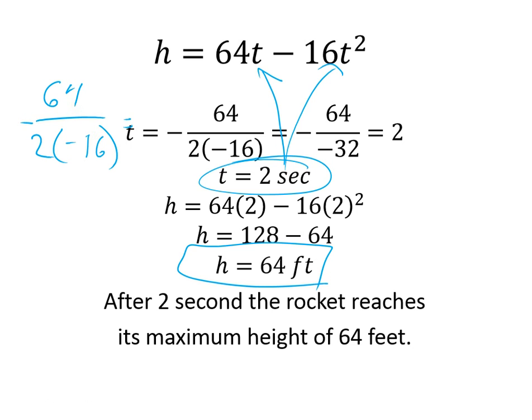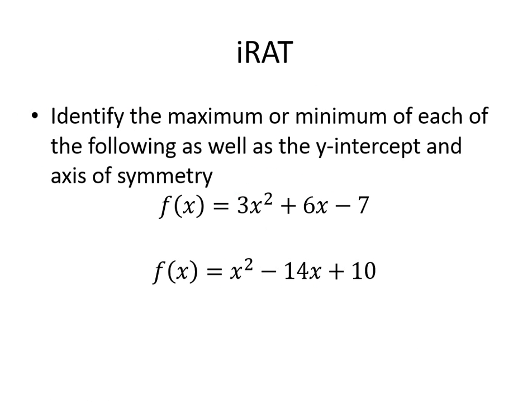All right, so again, once you have it, you just use the vertex for the highest point. All right, so IRAT. Identify the max or min of each. So identify if it is a max or min, and then write what the max or min is. Find the vertex of each of these, and then find the y-intercept and the axis of symmetry. So for both of these, you're going to have 3 answers each: your vertex, your y-intercept, and your axis of symmetry. Okay? All right? Simple.